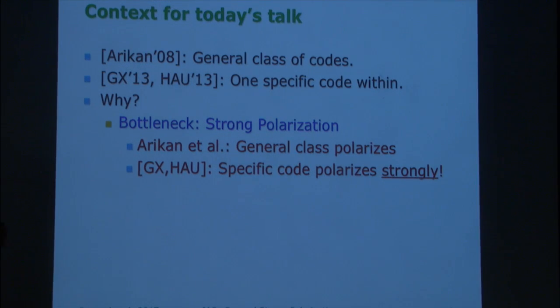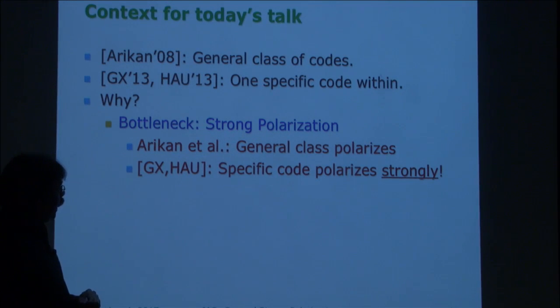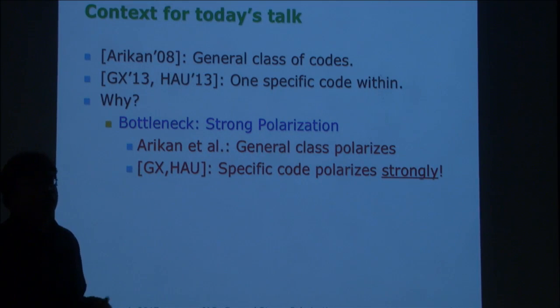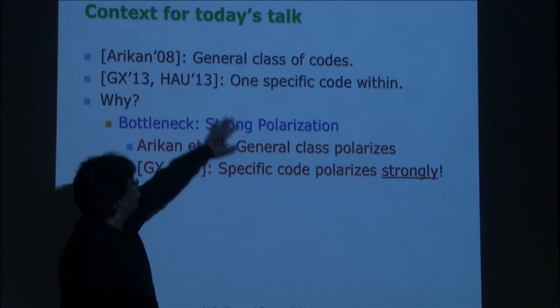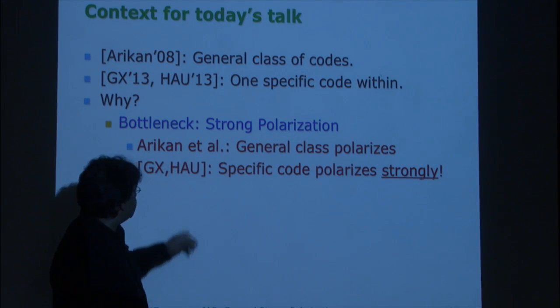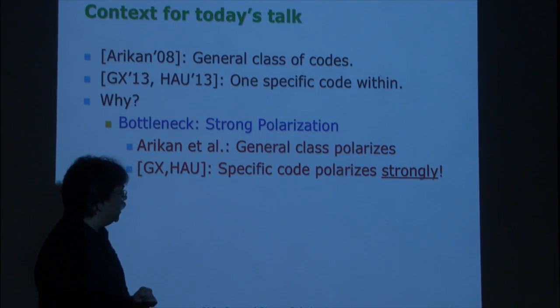A nice concept that we should be studying more explicitly in probability theory, forget error-correcting codes. And this concept has not been very well studied. Arikan et al. were able to show that entire general classes actually polarize in some slightly weaker sense, whereas you needed a particular strong polarization. And I'll talk about these later.